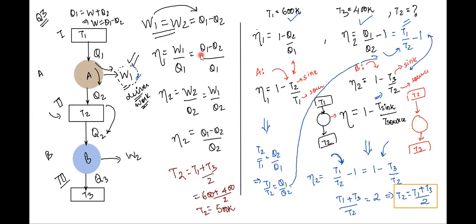And for the second engine, it is W2 by Q2. W2 is the output, and Q2 is the input for the second engine. Absolutely correct. So the efficiency basic formula is always output delivered upon input.